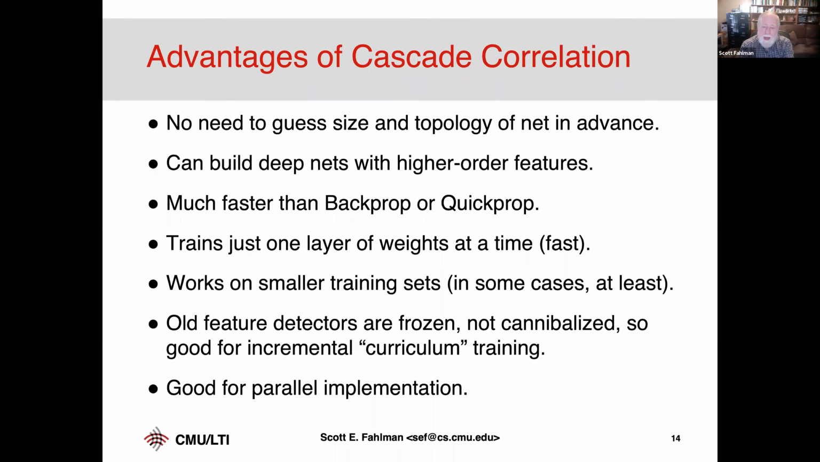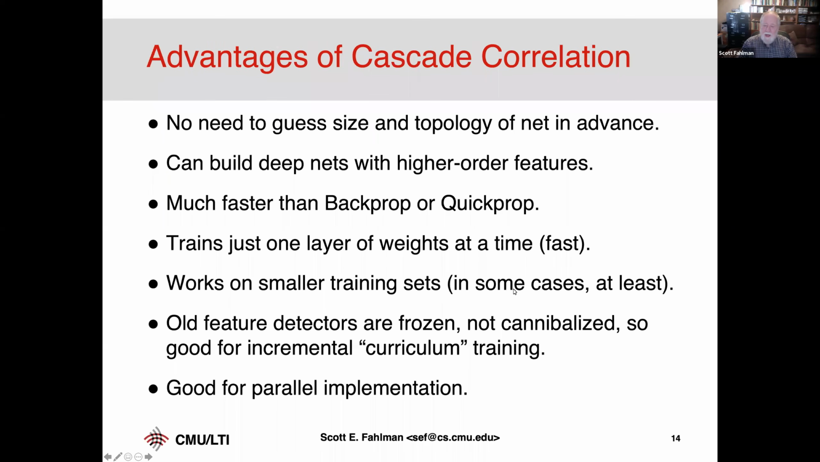It's much faster than backprop or quick prop, anywhere from a few times as fast to 100 times as fast, depending on the problem. It trains just 1 layer of weights at a time, and that's very fast. You're not backpropagating through multiple layers of networks and getting this error signal that's all distorted by having come through that. You don't have vanishing gradient problems. You don't have stuck gradient problems, exploding gradient problems, because you're just training 1 layer of weights at a time. Okay, there's really no backpropagation going on in here.